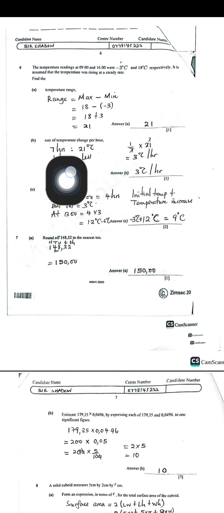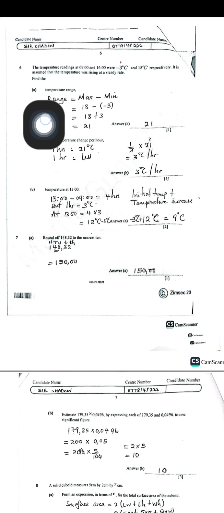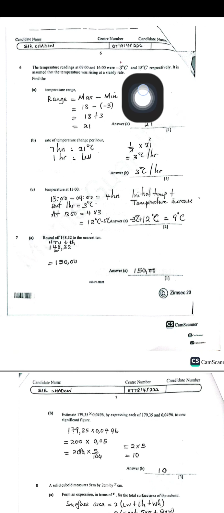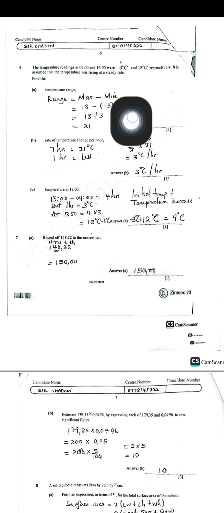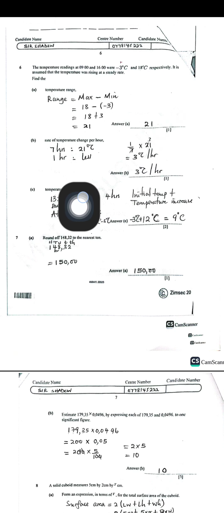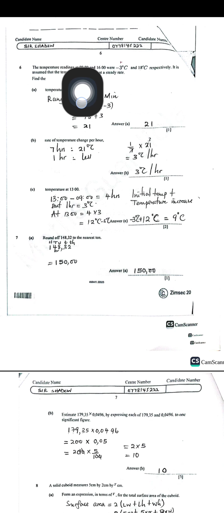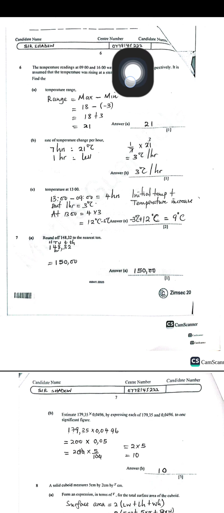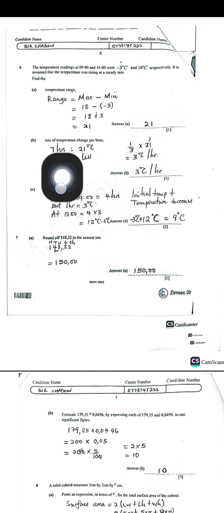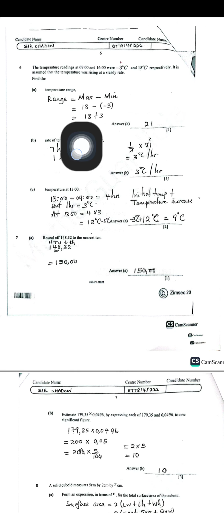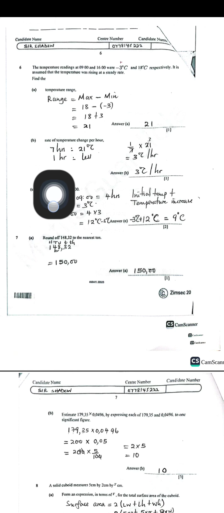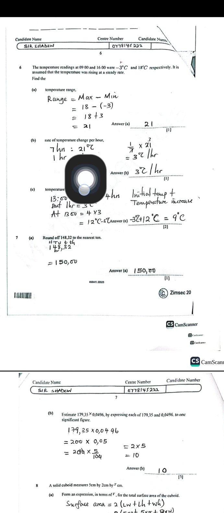Right, then the part B, rate of temperature change per hour. We want to find the rate of temperature per hour, but just remember the temperature range is up to 21, right? So let's see how many hours we have from 900 hours to 1600 hours. From 9 to 16 we have 7 hours, so 9 a.m. to 4 p.m. For 7 hours, the temperature was rising by 21 degrees Celsius.